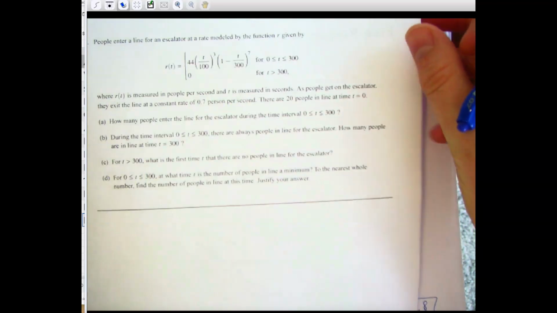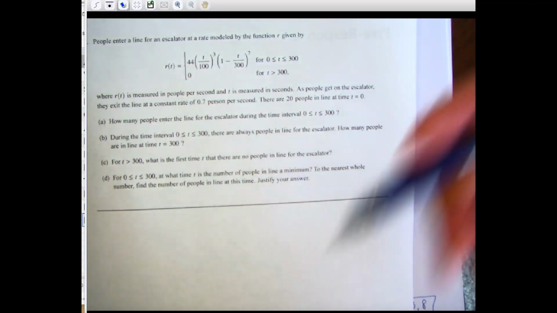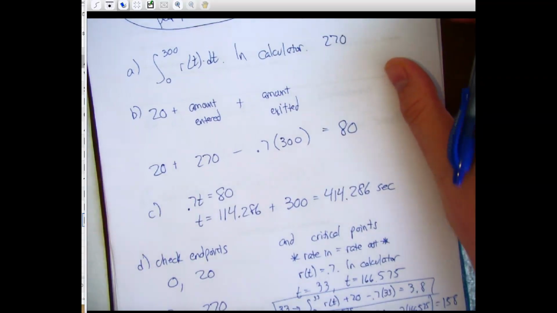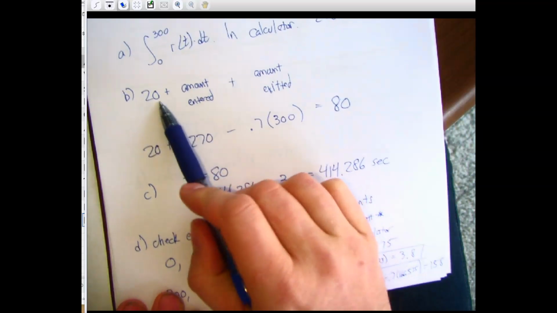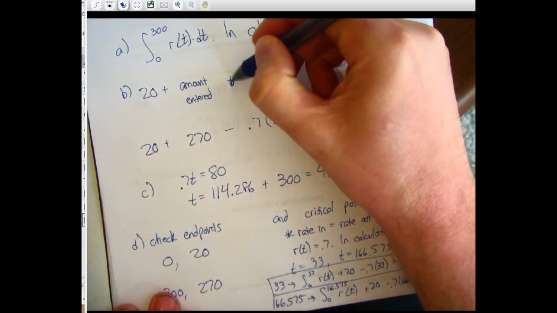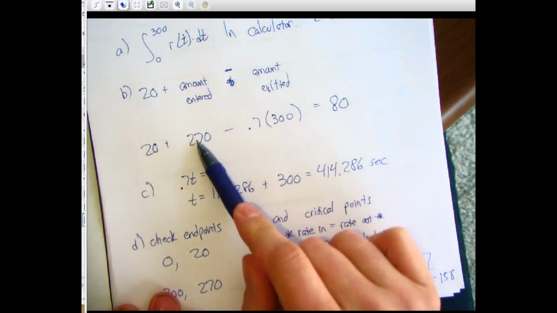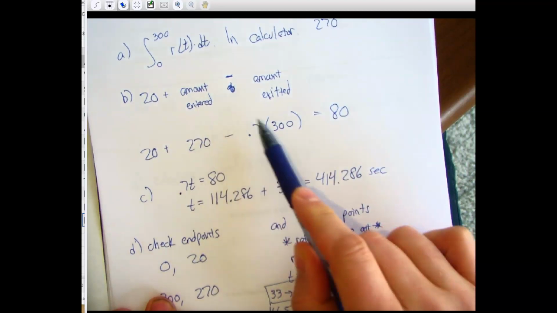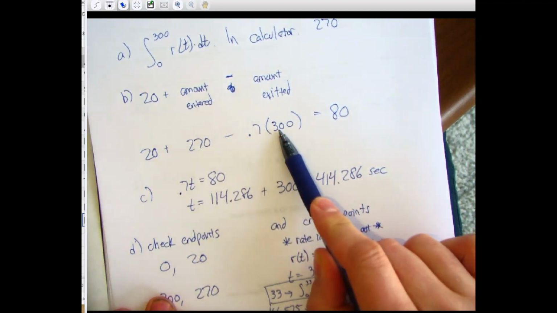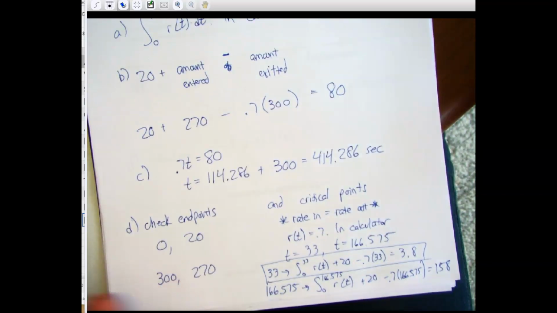Part B says during the time between 0 and 300 seconds, there are always people in line. How many people are in line at the 300 second mark? Well, there were 20 to start with, plus the amount entered, minus the amount exited. So there were 20 at the beginning, 270 came in, and they were leaving at a rate of 0.7 per second, so 0.7 times 300, and if you just calculate all that out, you get 80.